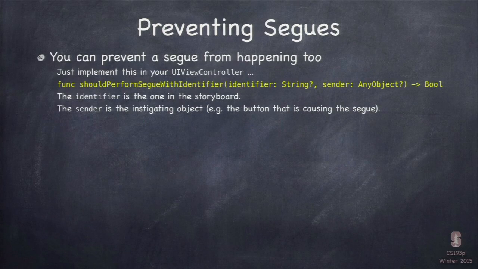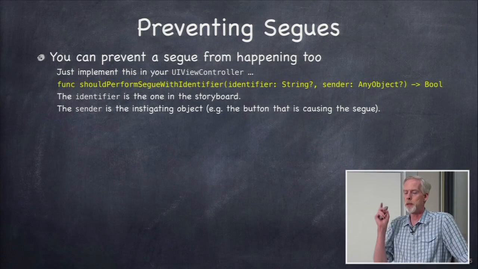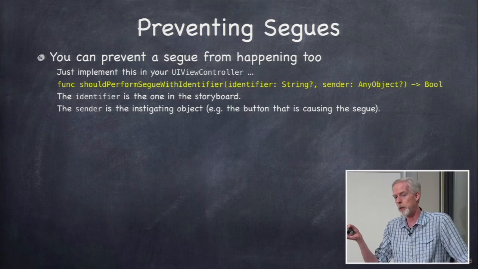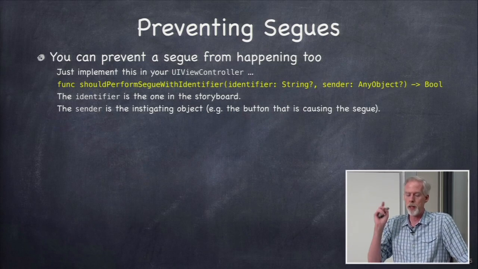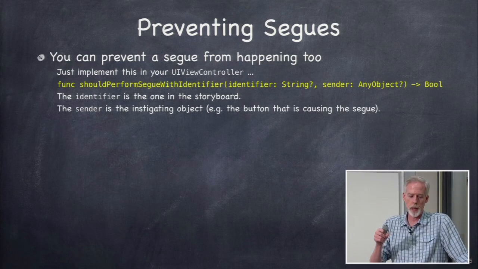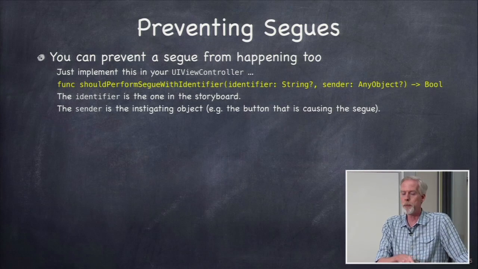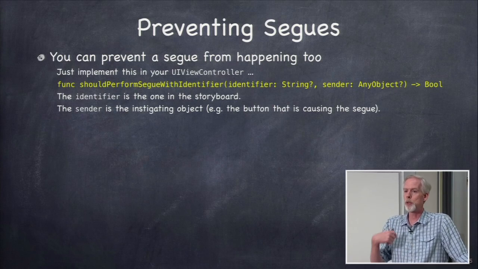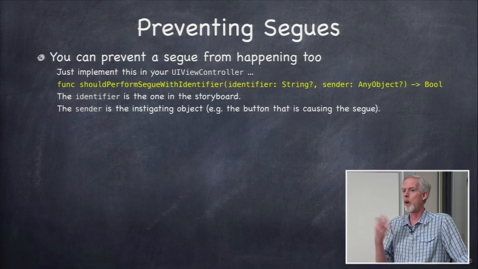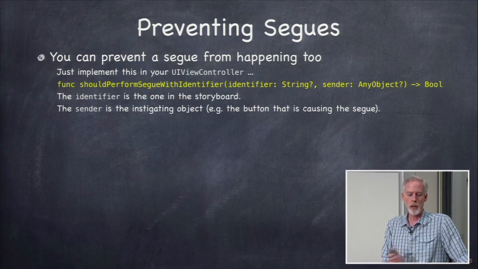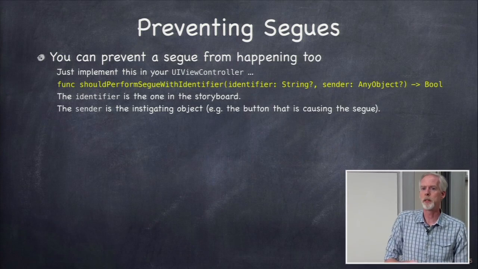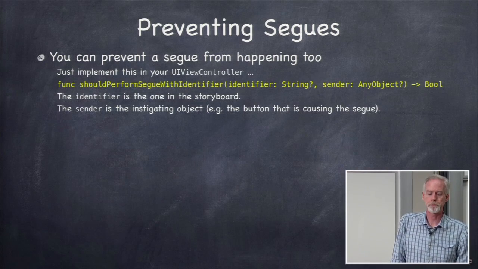You can also prevent a segue from happening. If there's some reason it doesn't make sense for that segue to happen, you could just disable the button. But if you didn't want to disable the button, you could click the button. And what will happen here is your UIViewController will be asked, shouldPerformSegueWithIdentifier? And it'll pass you the identifier and the sender. And you can just return false. And then it won't do that segue. It won't crash or anything. You touch the button, it does nothing. So you can control your segues programmatically as well like that.